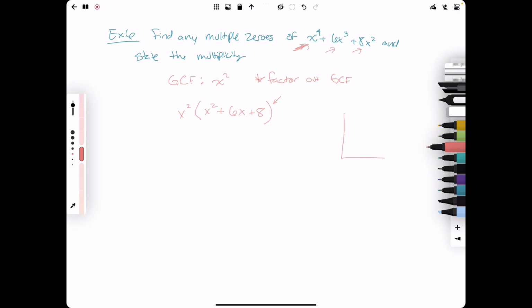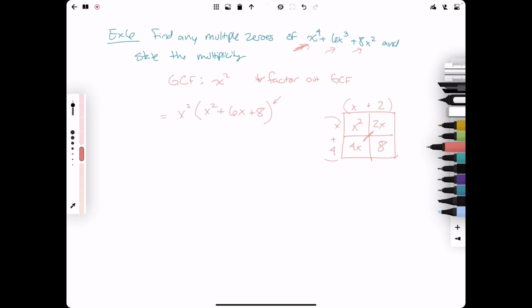If it helps to do it in the X box, do it in the X box. Just the x squared, the 6x and the 8. So I'd have x and I'd have x. And in order to get these two to total 6, I would need a plus 2 and a plus 4. 2x plus 4x would give you the 6x in the middle. So here's one factor and the other.